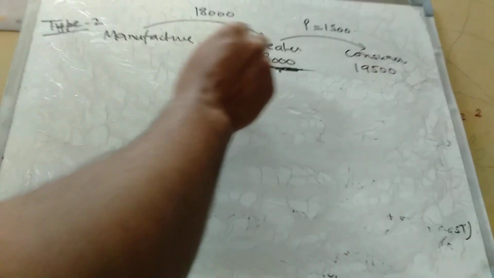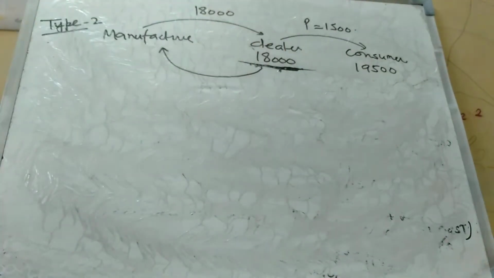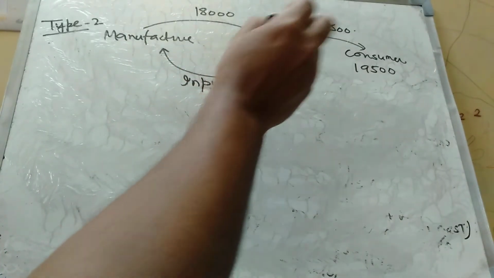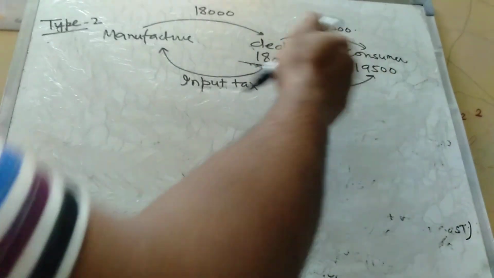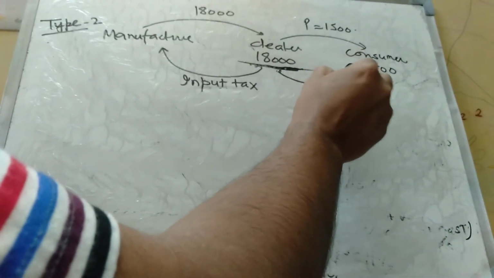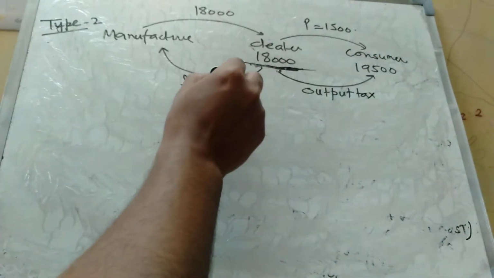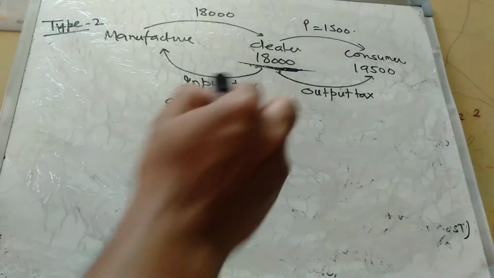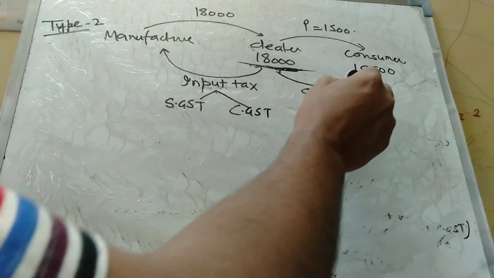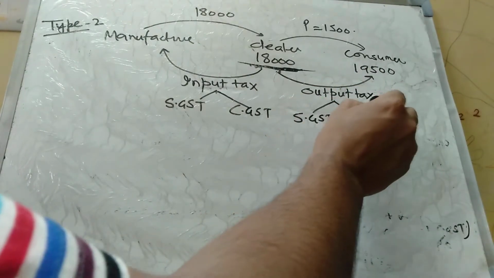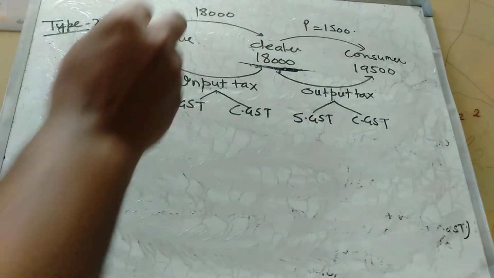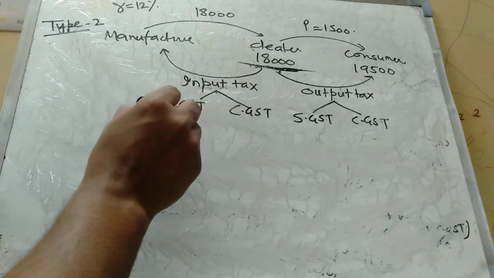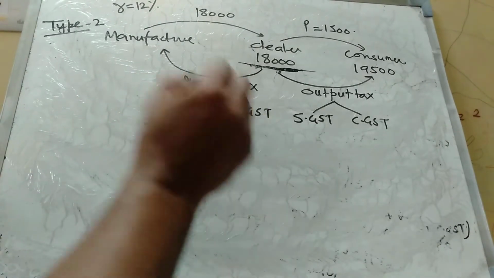Now, the dealer purchases an article from the manufacturer, so he will pay tax, input tax. The dealer is selling this article to the consumer, so he will receive tax, output tax. It is split into two equal taxes, SGST and CGST, because the sales are intrastate. The total tax given is 12% under GST, so 6% will go to the state government and 6% will go to the central government.